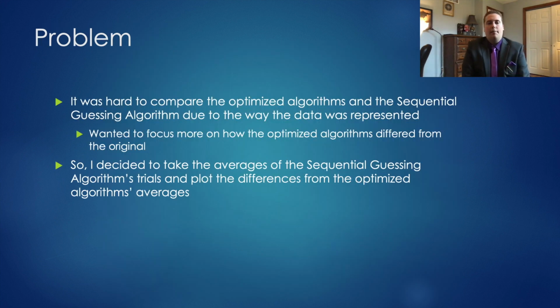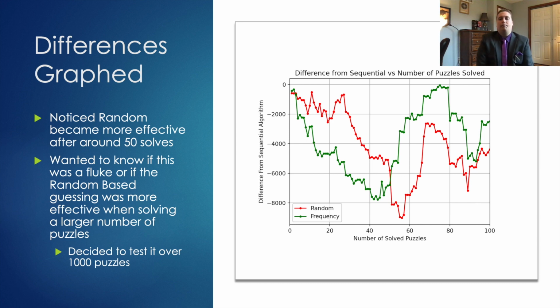But I had a big problem with this because it was really hard to compare the sequential guessing algorithm with the other two optimized ones, just because of the way I represented the data. Since I wanted to focus more on how those optimized algorithms differed from the original, I decided to take the averages of the sequential guessing algorithm's trials and plot the differences from the optimized algorithms' averages. So what that looks like is this.